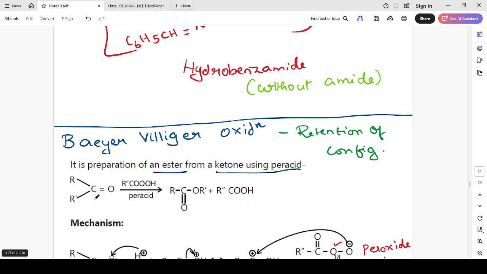We try to convert a ketone into an ester using peracid. We did the same thing. We converted an aldehyde into ester using aluminium alkoxide. What was the name of the reaction? Baeyer H, right?